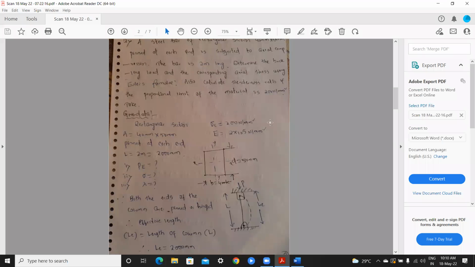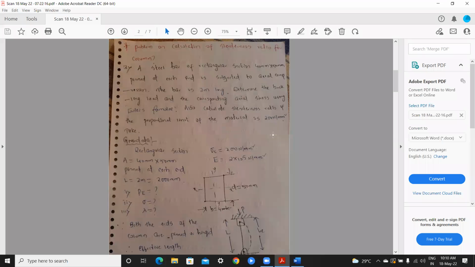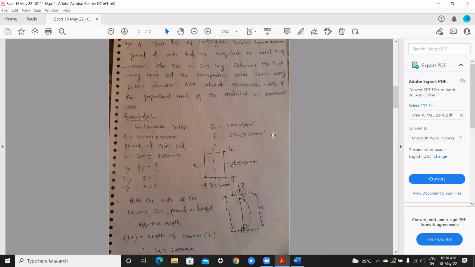Okay, so we first calculated our Euler crippling load. I will explain again. First, this is the given data: a rectangular section, 2 meter long. So we have to calculate first our load, what is the load condition, then stress and then slenderness ratio here.